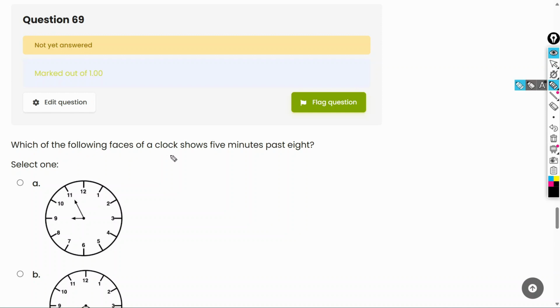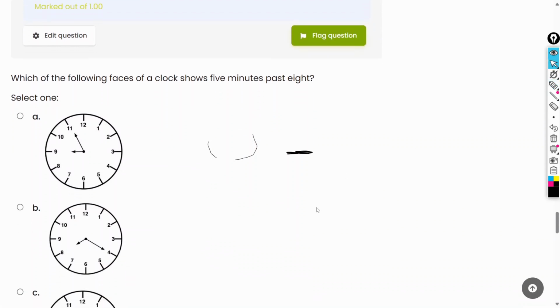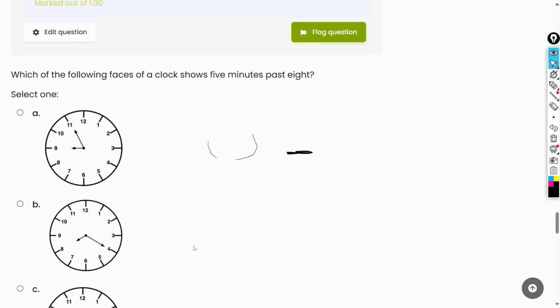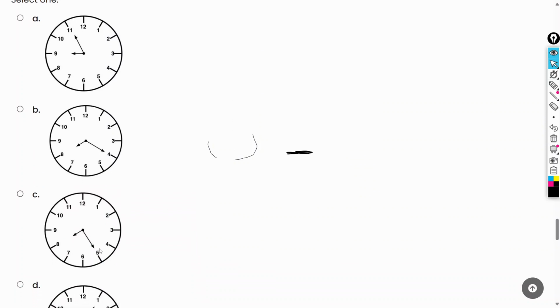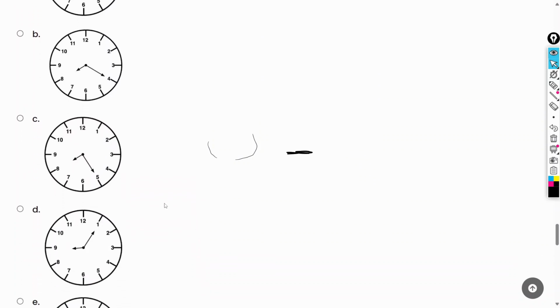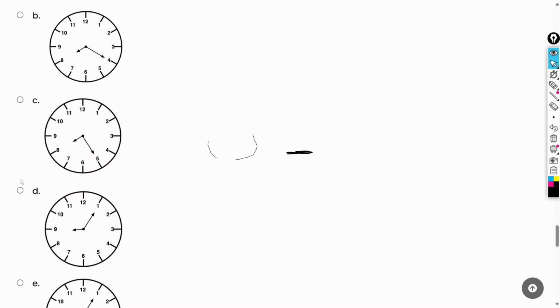Which of the following faces of a clock shows 5 minutes past 8? 5 minutes past 8 would mean that the shorter hand is on 8, or the hours hand, and the longer hand will represent 5 minutes, which should be on 1. So this is on 4, this is 20 minutes past. This is on 5, this is 25 minutes past. This is on 1, that's 5 minutes past. That is the answer we are looking for.